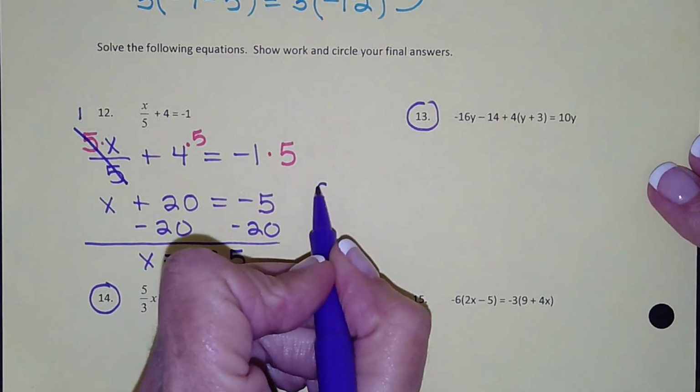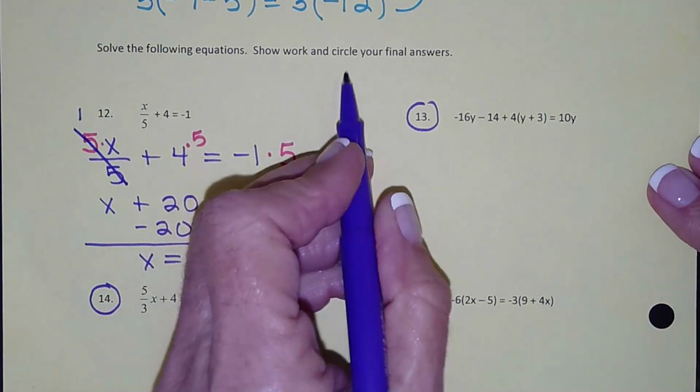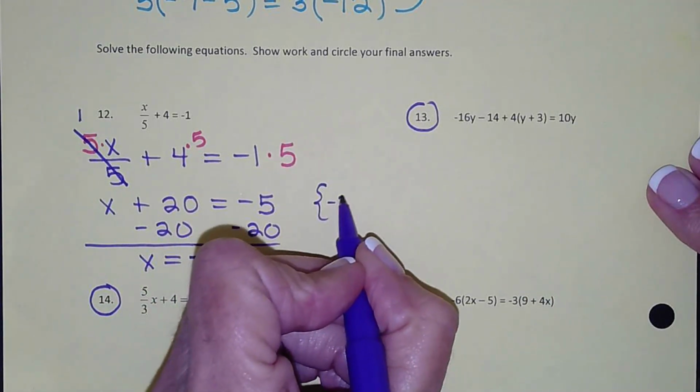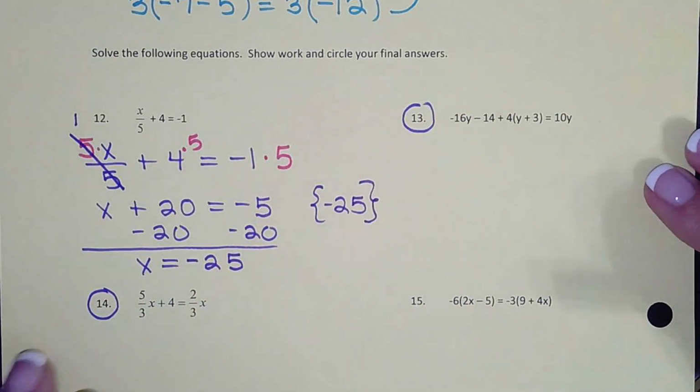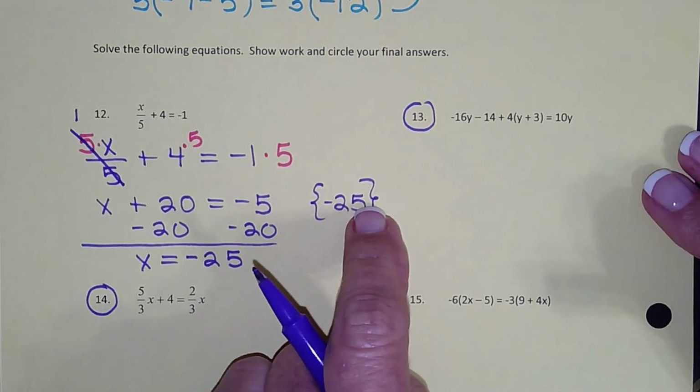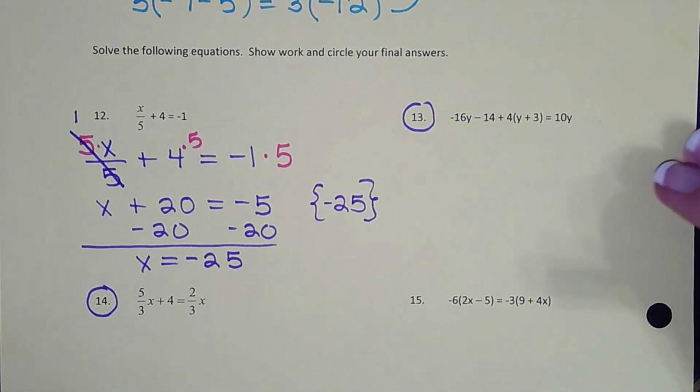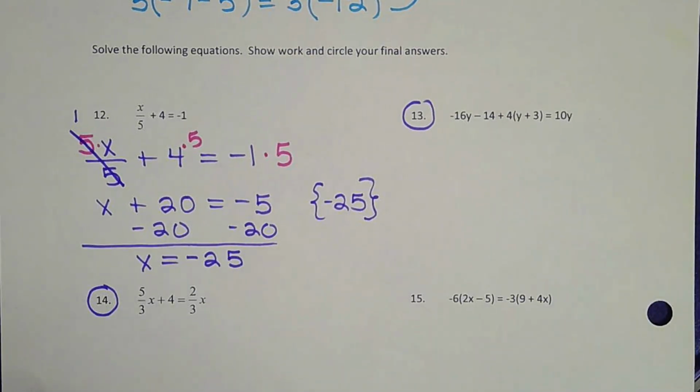And then we write our answers. That says to circle them, but Alex likes you to put them in set builder notation, so I'm going to stay with that. Okay, so that's the same thing as circling, putting your answers in the set notation.